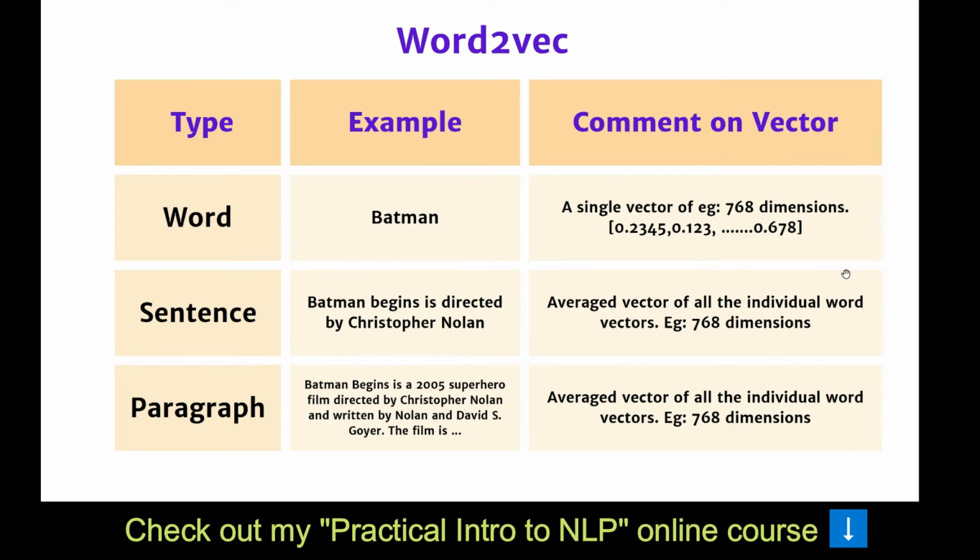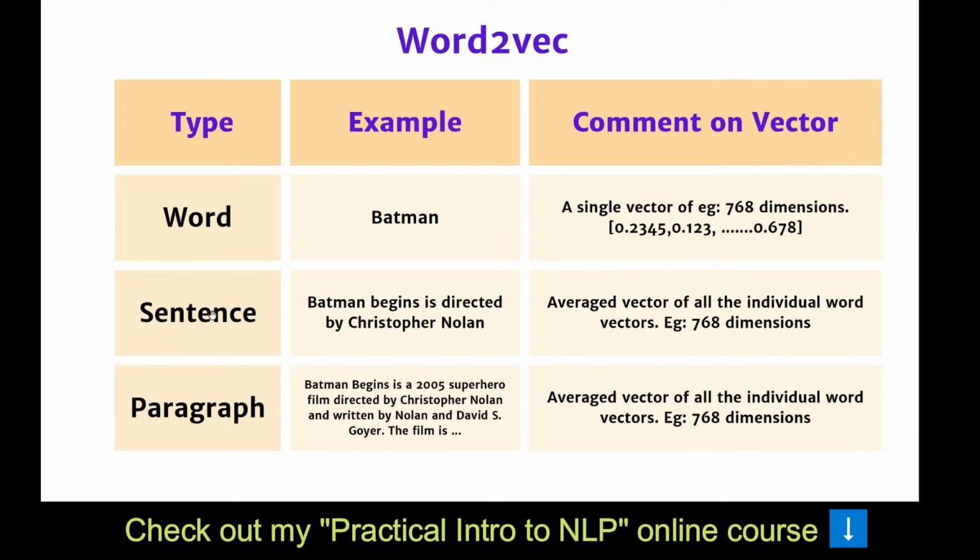Now, coming back to our comparison of word versus sentence versus paragraph, any given word, for example Batman, will have a single vector of 768 dimensions. When I say a single vector, it's just one long list of 768 numbers, and those values are just float values like 0.1234, 0.768, and so on.